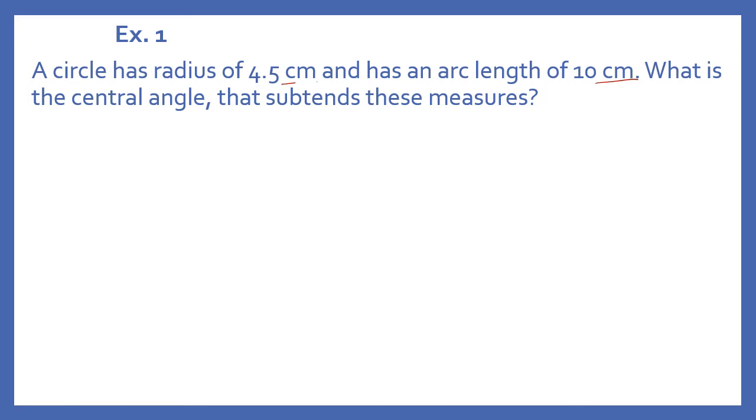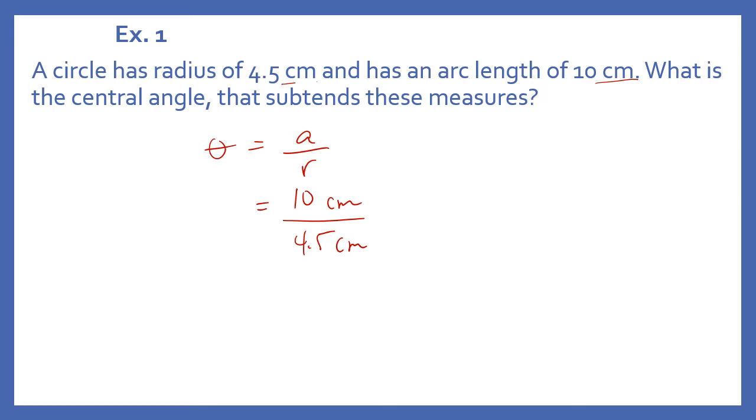So we're going to use our formula. This is asking us for the central angle. We're using the formula we just saw, theta equals A over R. It's a pretty simple formula. My arc length is 10 centimeters. My radius is 4.5 centimeters. And if we use our calculator, 10 divided by 4.5, we get 2.22.